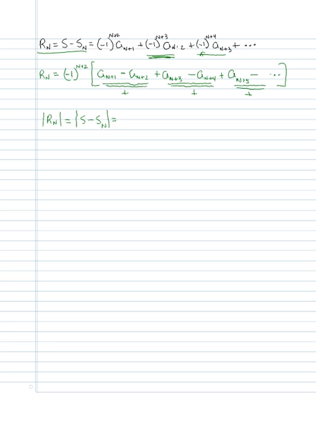So because of what I've written, that's the absolute value of negative 1 to the power capital N plus 2 times, in these brackets, this a sub n plus 1 minus this a sub n plus 2 plus this a sub capital N plus 3 minus a sub capital N plus 4, and so on, that I'm running out of room over here for. Okay, so it's the absolute value of all of that.